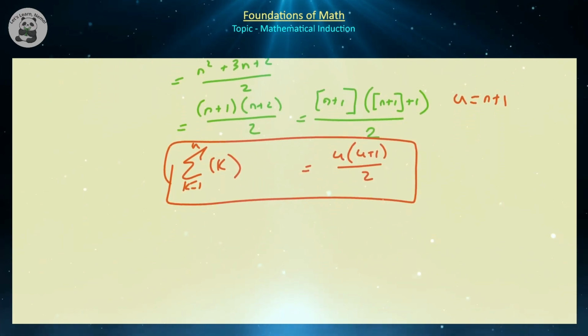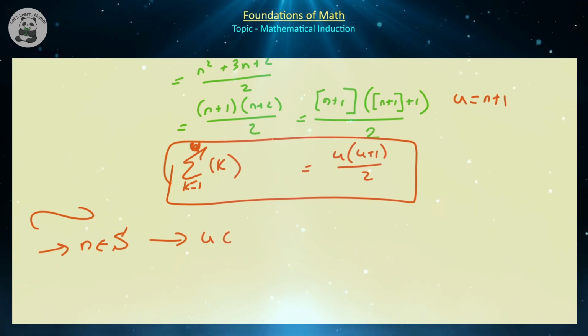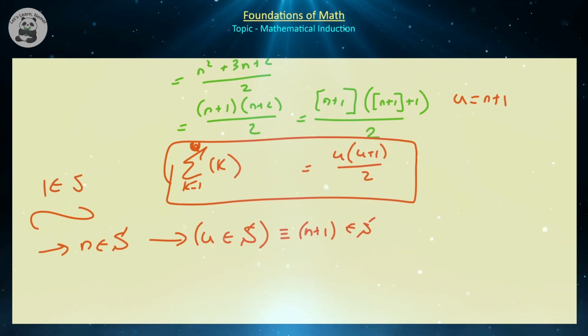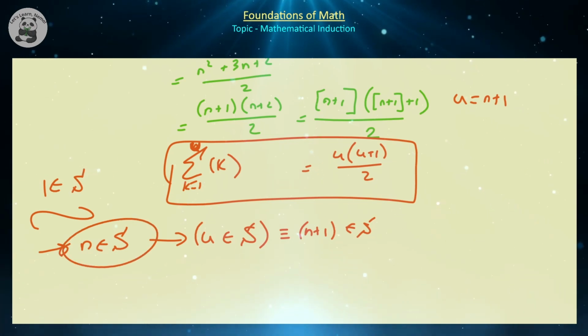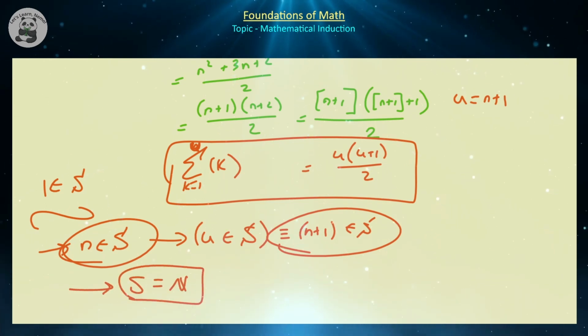So the only thing that we assumed in this process was that n belonged to the set S, and we showed from here, and this should be u by the way, that u also is an element of S, which is equivalent to saying that n plus 1 is an element of S. Since we showed, firstly, that 1 is an element of S, and that n belonging to S implied that n plus 1 belonged to S, that means that S and the natural numbers are identical sets, which means that this identity is true for all natural numbers n.